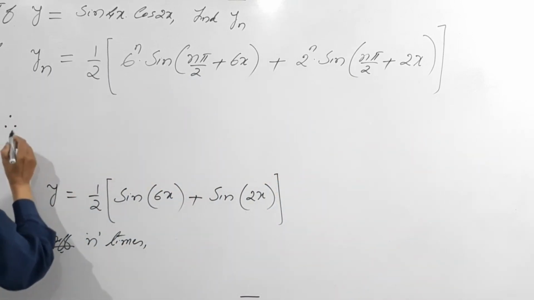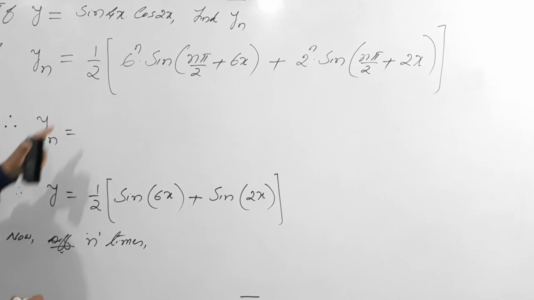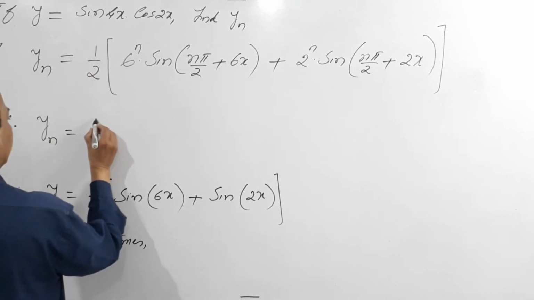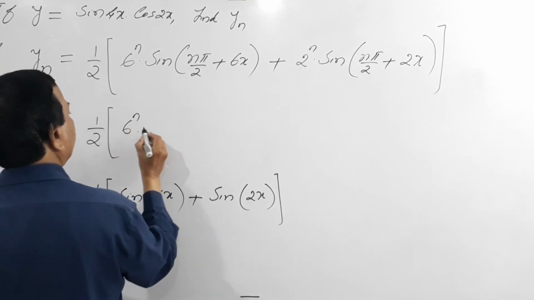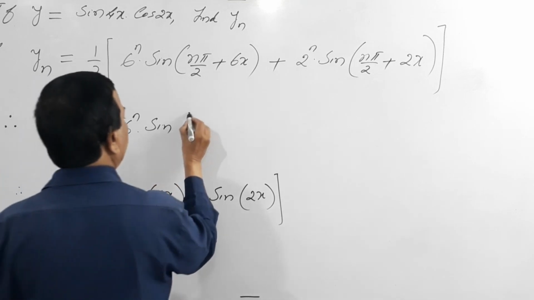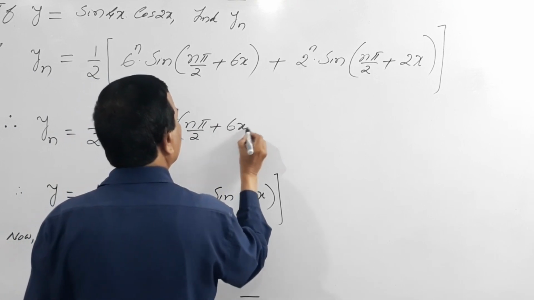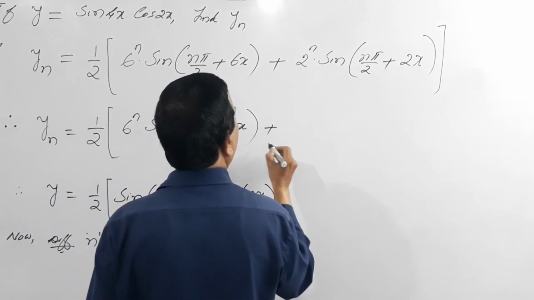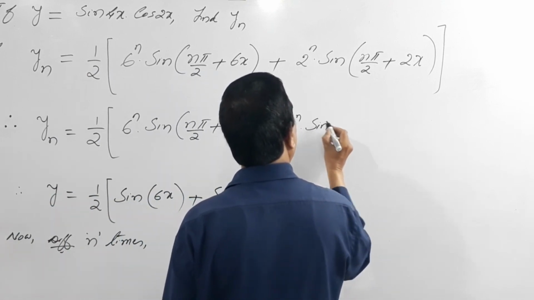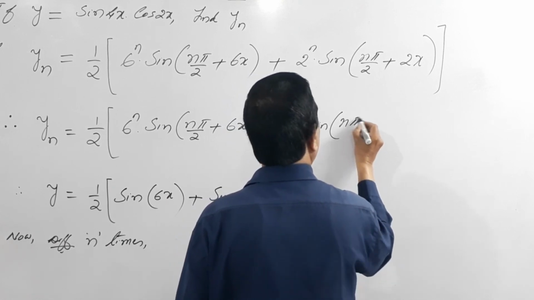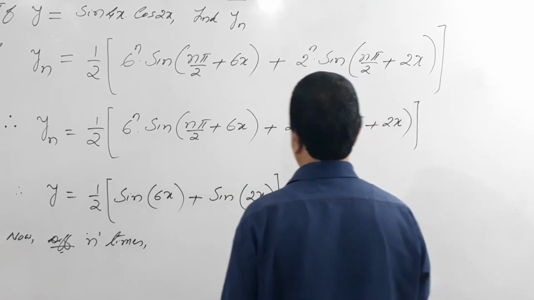Therefore, the nth derivative of the given function y, yn, will be half of 6 to the power of n sine of n pi by 2 plus 6x, plus 2 to the power of n sine of n pi by 2 plus 2x.